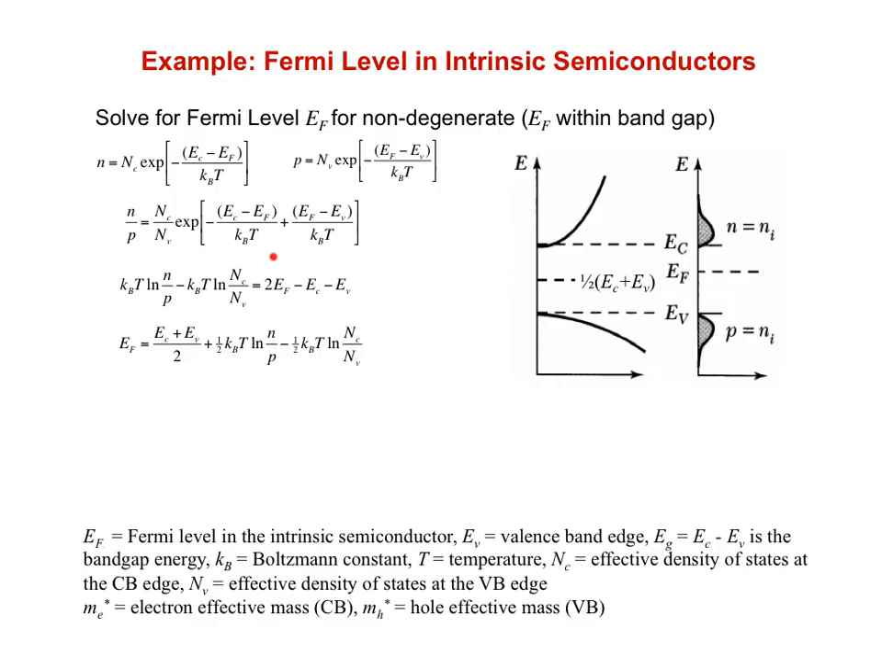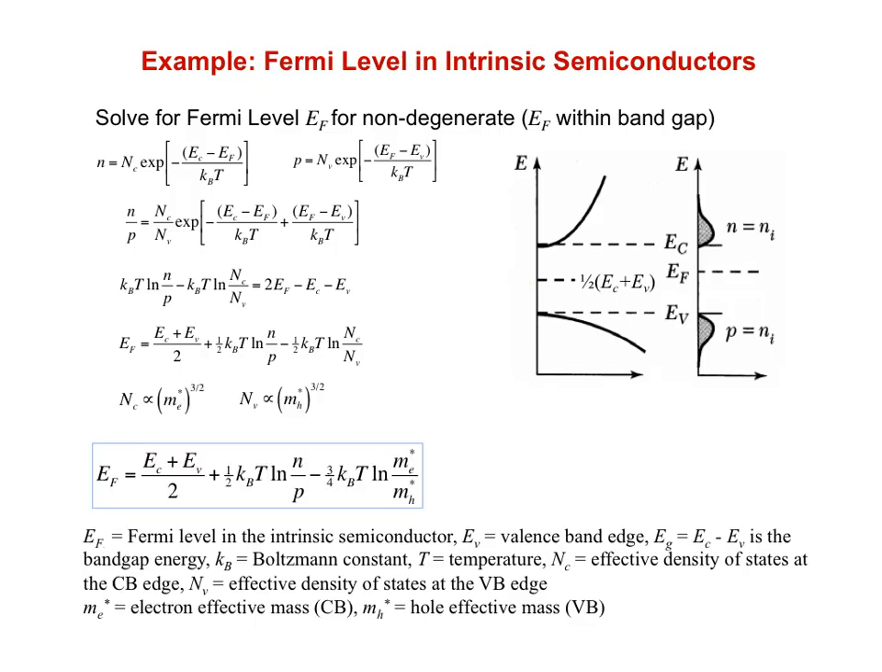Solving for EF now, we see that we have (EC plus EV) over 2, which is the average of the conduction band energy plus the valence band energy, or the midpoint of the band gap. Then we also have two terms that depend on temperature, which tell us right away that at temperature 0 Kelvin, the Fermi level is exactly at the midpoint of the band gap.